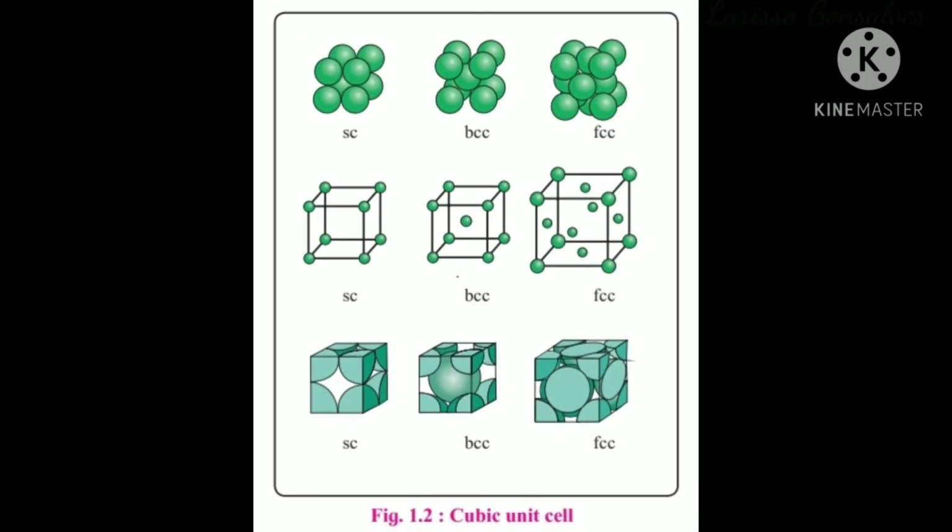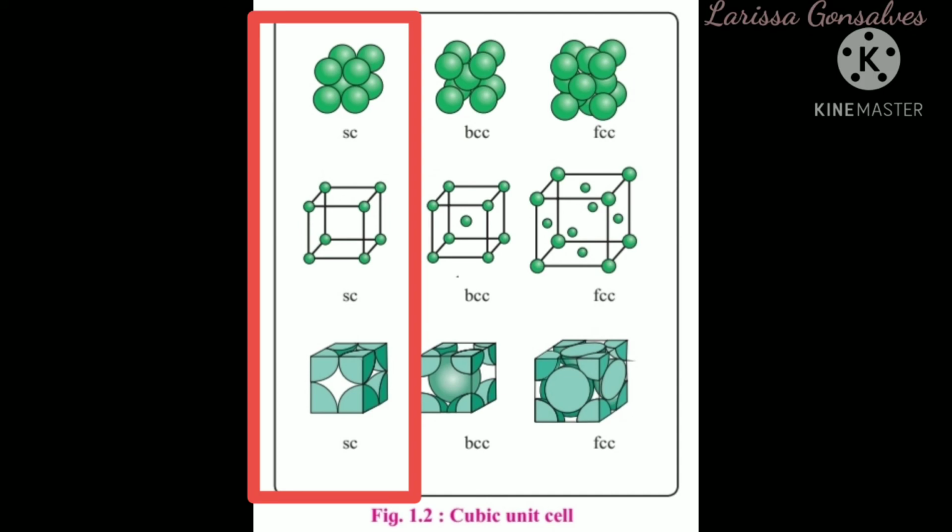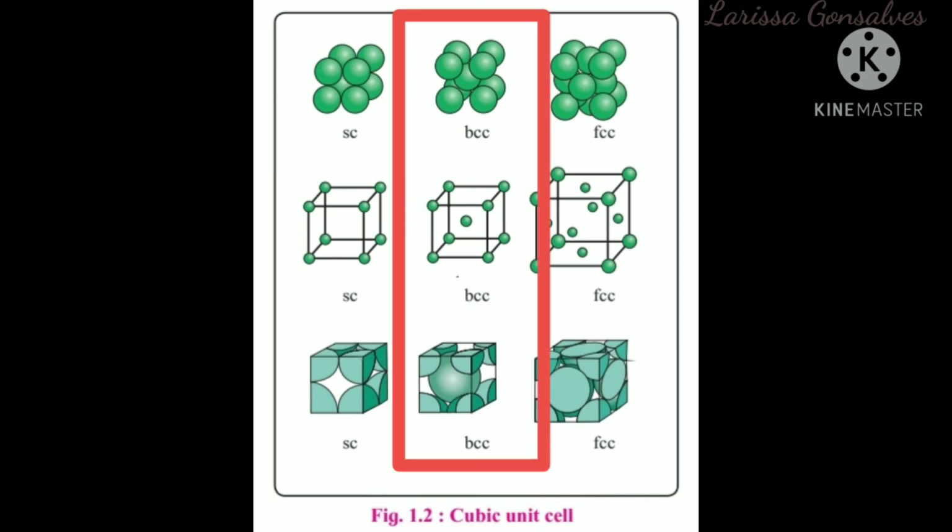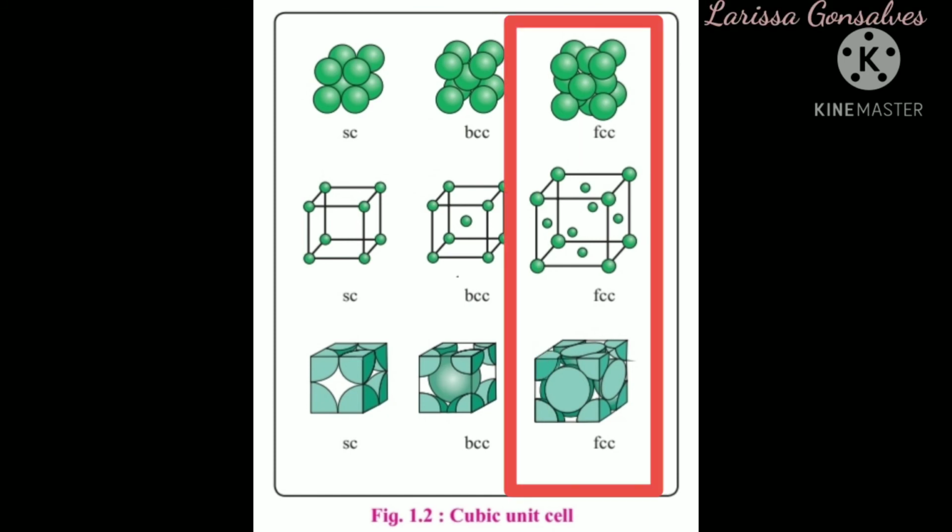So this is how the cubic unit cells look. First is SC, the simple cubic unit cell, wherein we have 8 constituent particles at the corners. Then is BCC, the body-centered cubic unit cell. Apart from the 8 constituent particles at the corners, we have one constituent particle in the center. Next is FCC, face-centered cubic, wherein there are constituent particles at the corners, and at each face there is one constituent particle in the center.